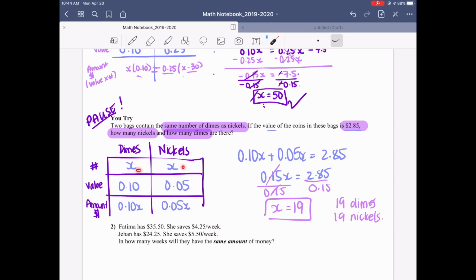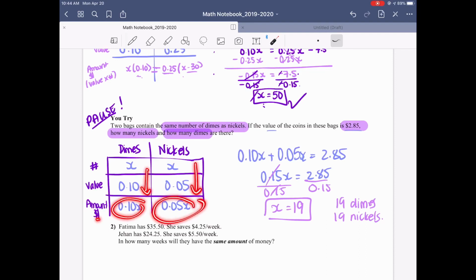So we know that they're the same number, which is X. We know that dimes are 10 cents and nickels are 5 cents, which we always put into dollar form because this is in dollar form right here. And then the amount in money, we just multiply them.